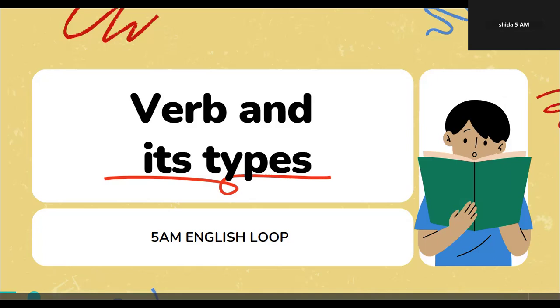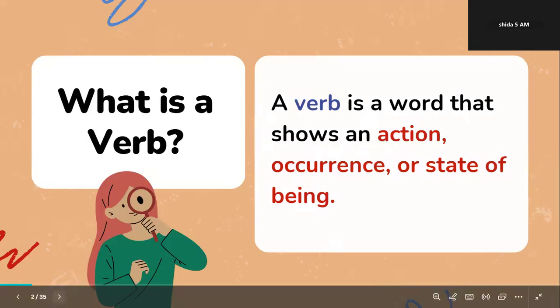So, before that, I want to ask you something. What is a verb? Do you have any idea? Of course, you will have an idea. A verb is a word that shows an action, occurrence, or state of being. Right? Not only action, but occurrence or state of being.